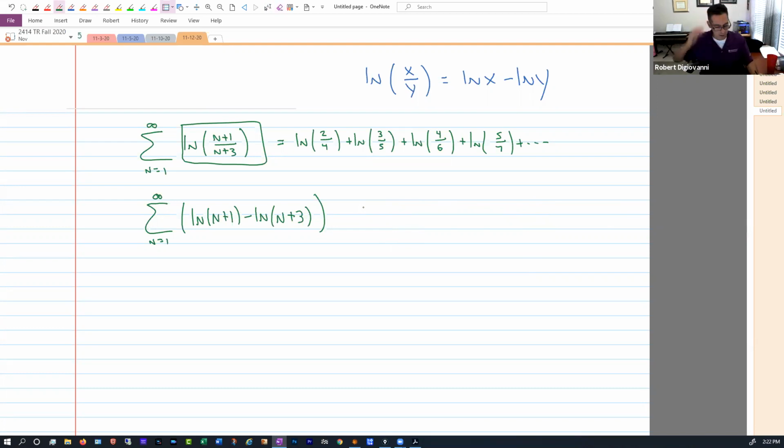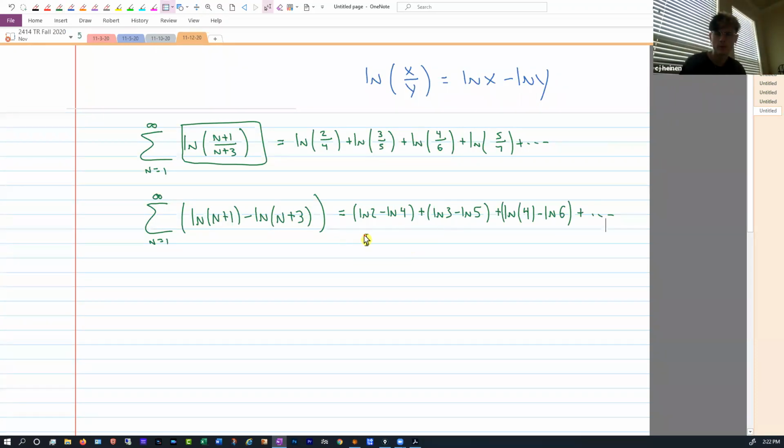Okay, next thing. Let's just write out what this is. Let's just write out this sum, which is going to look exactly like this, but it's going to be split up. So it's going to be natural log of 2 minus natural log of 4 plus natural log of 3 minus natural log of 5 plus natural log of 4 minus natural log of 6. Do y'all see what I'm doing?